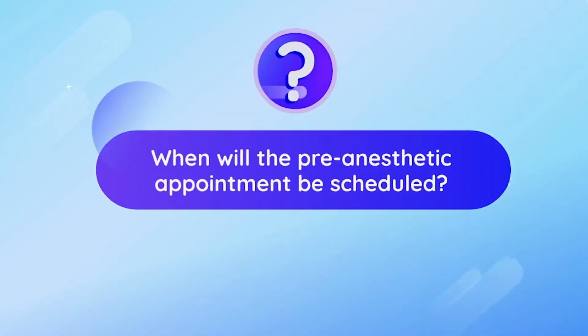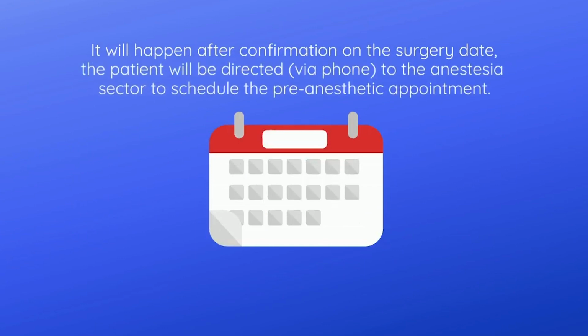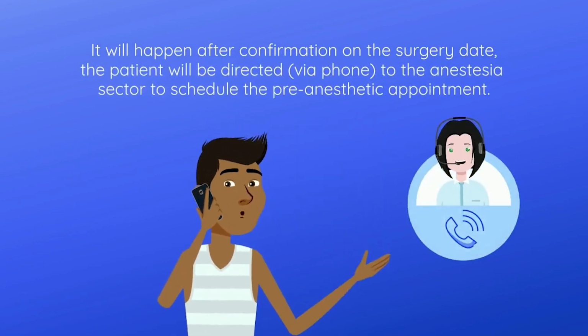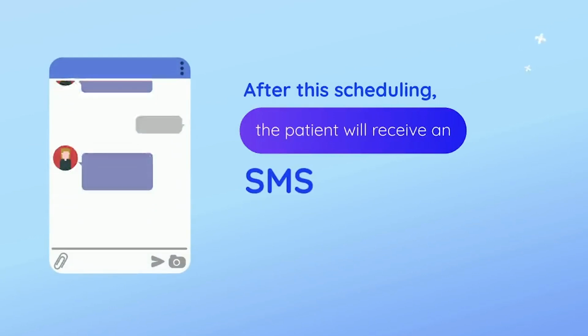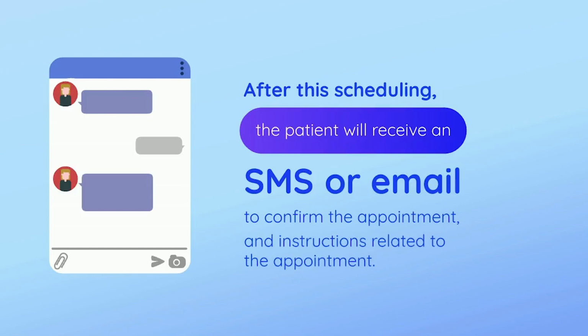When will the pre-anesthetic appointment be scheduled? It will happen after confirmation of the surgery date. The patient will be directed, via phone, to the anesthesia sector to schedule the pre-anesthetic appointment. After this scheduling, the patient will receive an SMS or email to confirm the appointment, and instructions related to the appointment.